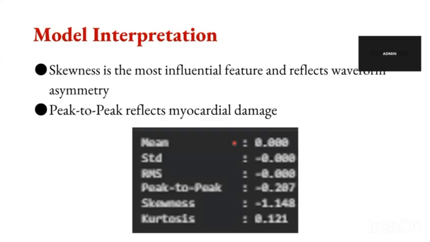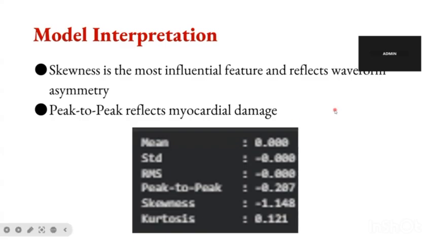And in this slide, the model interpretation. From the logistic regression coefficient analysis, skewness was discovered to be the key variable, and skewness is a measure of the asymmetry of the waveform. The peak-to-peak amplitude was also significant, as myocardial injury may decrease the ECG amplitude.